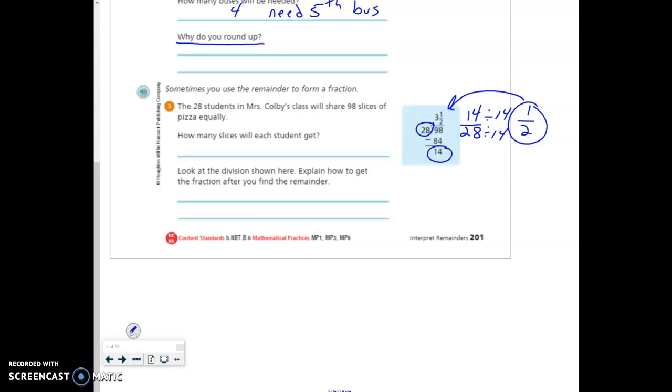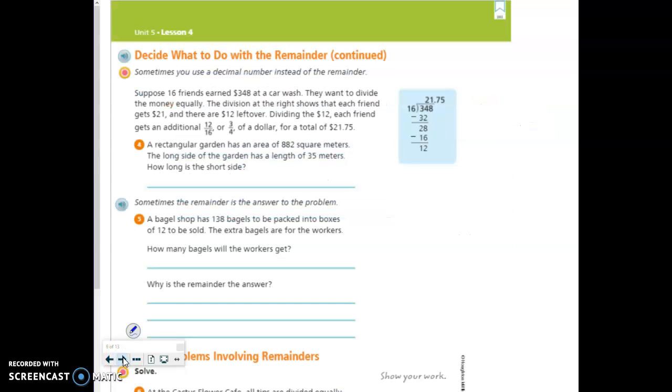So I'm using the remainder, putting it on top of my divisor, and creating the fraction so that I can figure out that I'm not going to waste 14 slices of pizza. I'm going to give everybody 3½ slices of pizza. And that's one way to treat that remainder where we can get an exact answer. In those situations where we need an exact answer, we can turn it into that. We could also turn it into a decimal number.